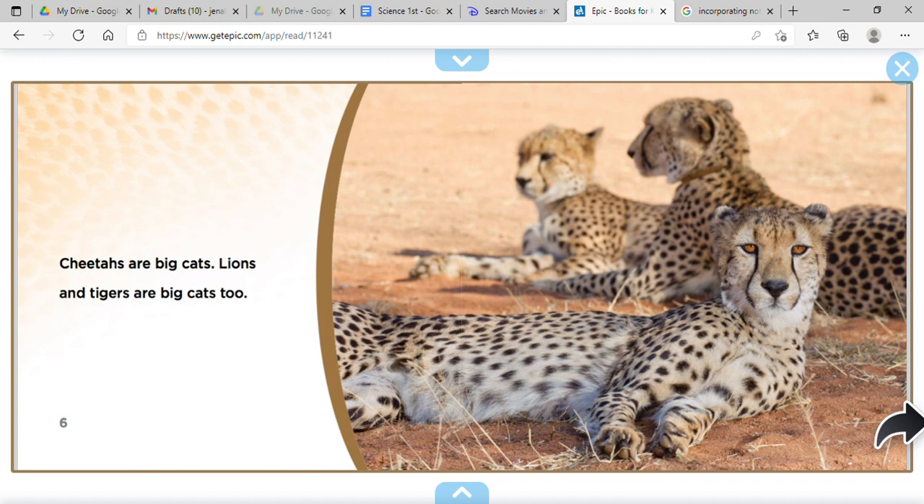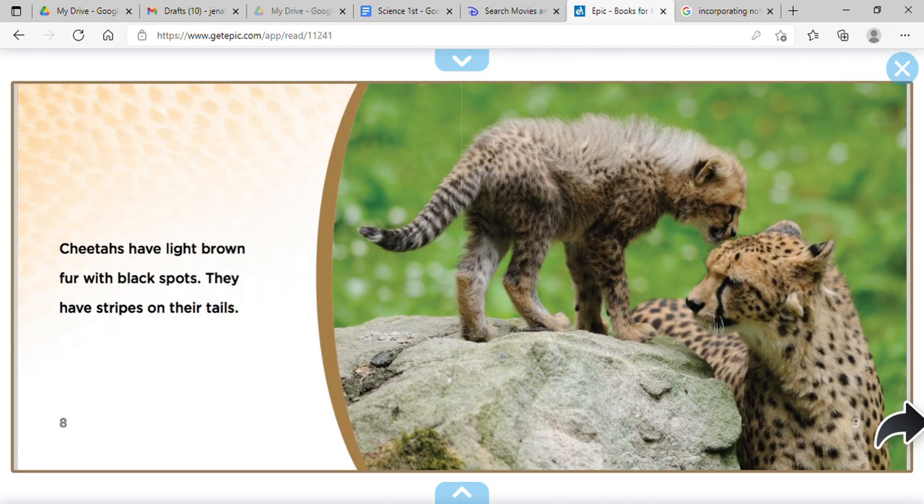Okay, so cheetahs are big cats. Lions and tigers are big cats too. Do we have anything about that? Okay. Cheetahs have light brown fur with black spots. They have stripes on their tails.